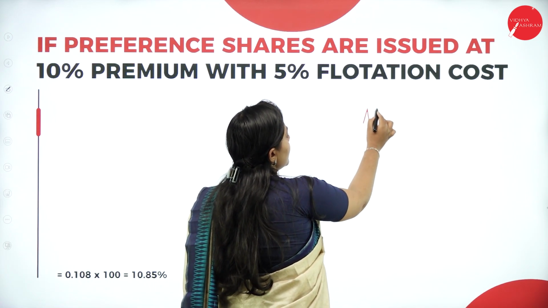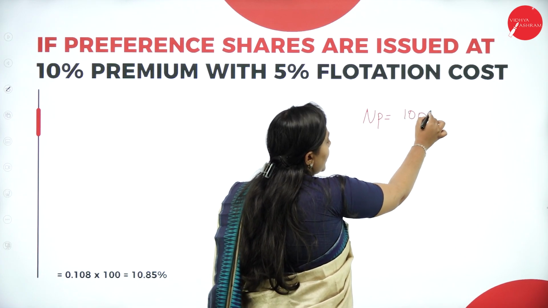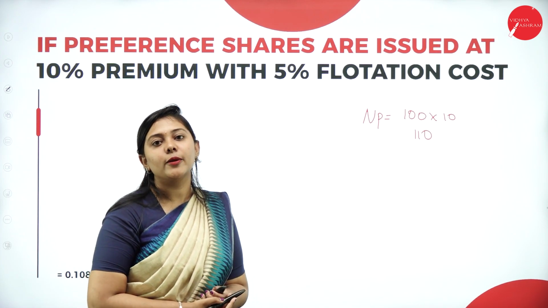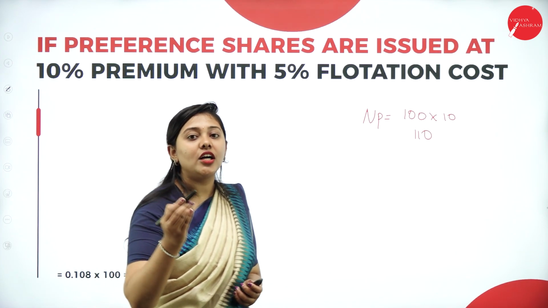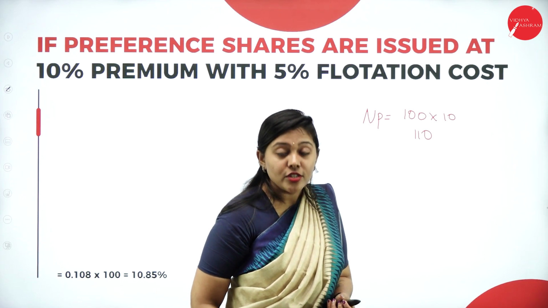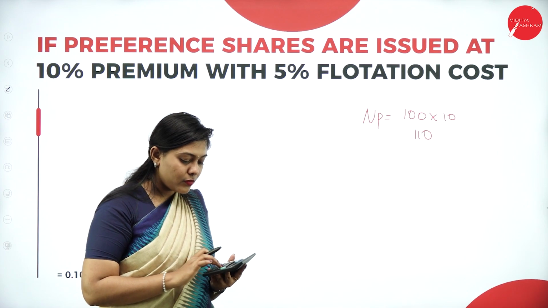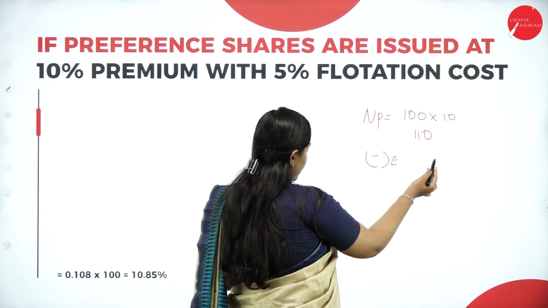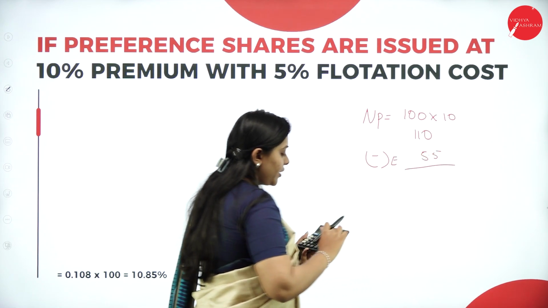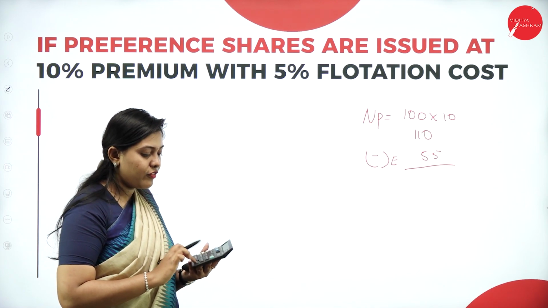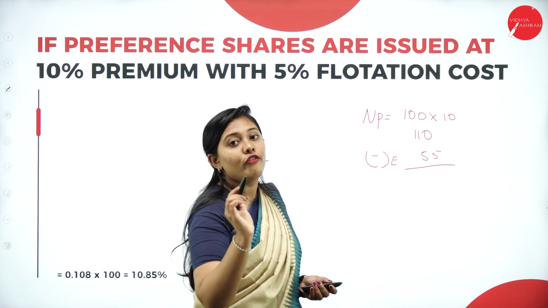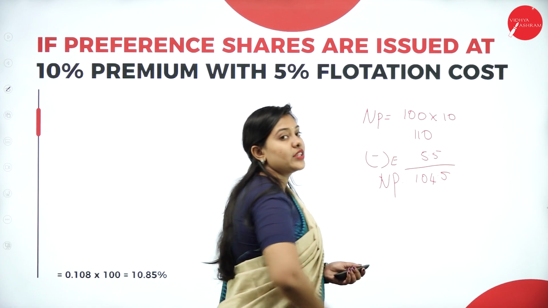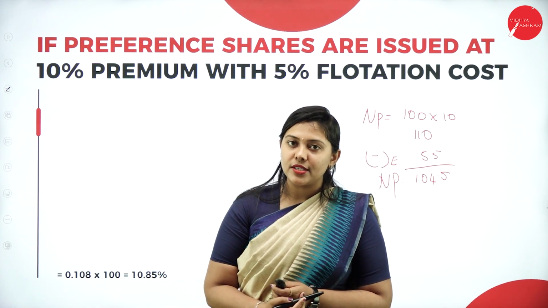So what is your net proceeds? Net proceeds is how much? 100 into 10%, it will be 110 rupees. So on that 110 rupees issue of premium, you have incurred the flotation cost 5%. So 110 into 5%, it will be 5.5. So less your expenses, that is 5.5. So 110 minus 5.5, the answer is 104.5. 104.5 is your net proceeds. So with the 10% premium and 5% flotation cost.